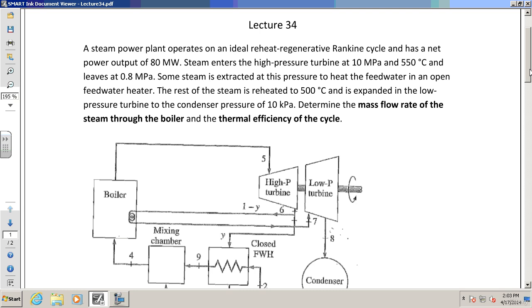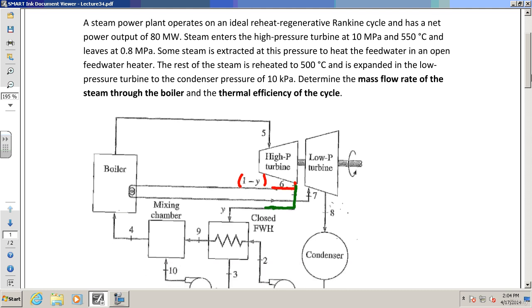Some steam is extracted, and this is where it gets a little bit complicated to follow these lines. Some steam is extracted from the high-pressure turbine. Let me show you what this is. We've got some steam that goes that way, and some steam that goes that way. I've got a red line and a green line that break up where the steam goes from the high-pressure turbine. The fraction 1 minus y goes toward the boiler, whereas the fraction y goes towards a closed feed water heater. And the reason we do this is what I explained before.